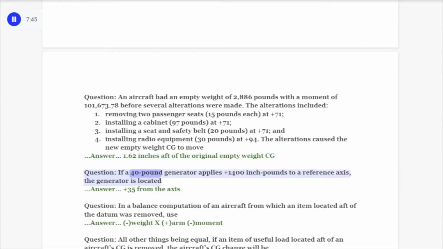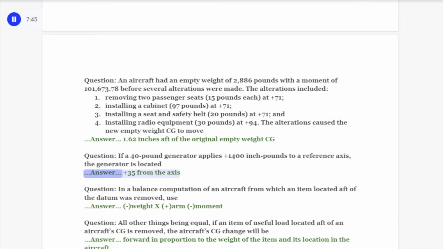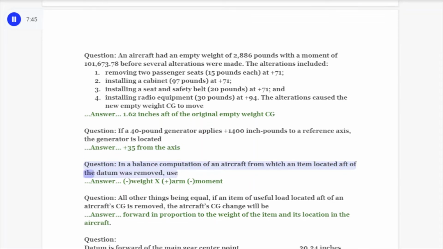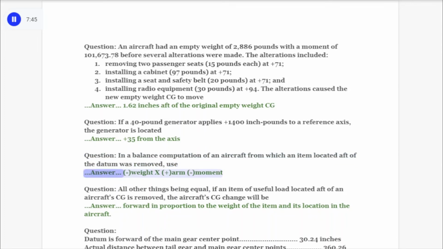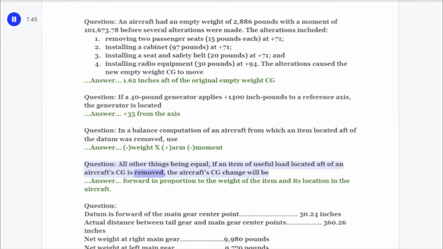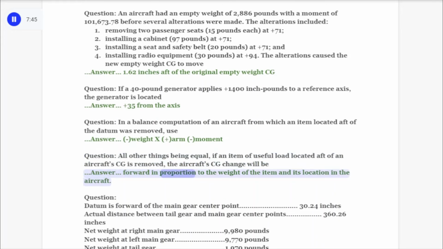Question. If a 40-pound generator applies plus 1,400 inch-pounds to a reference axis, the generator is located. Answer. Plus 35 from the axis. Question. In a balance computation of an aircraft from which an item located after the datum was removed, use. Answer. Weight X, plus arm, dash moment. Question. All other things being equal, if an item of useful load located aft of an aircraft CG is removed, the aircraft CG change will be. Answer. Forward in proportion to the weight of the item and its location in the aircraft.